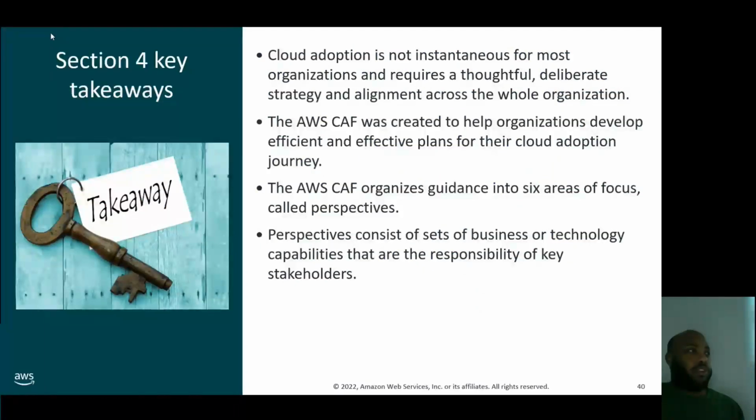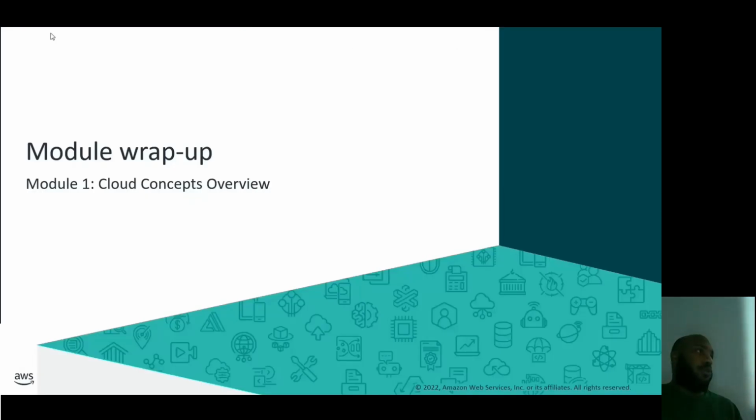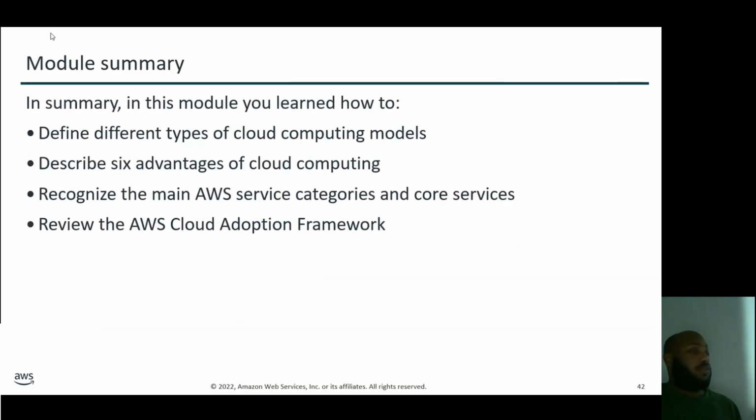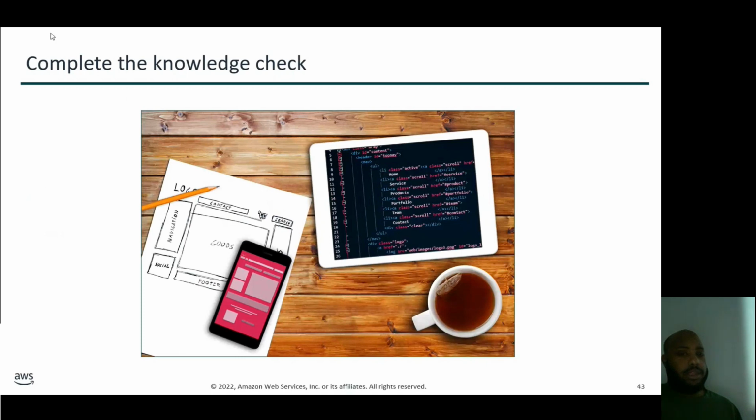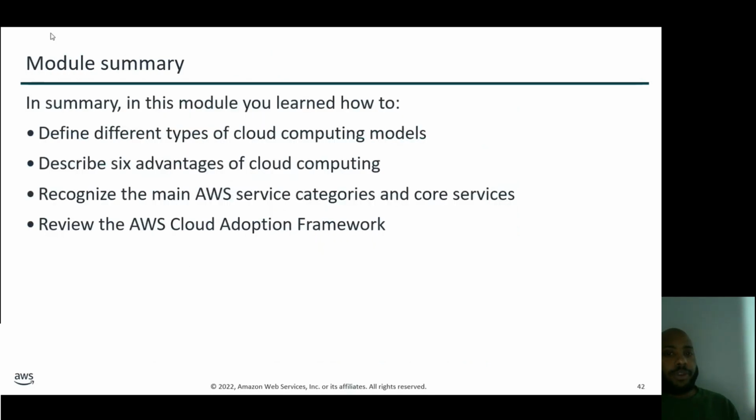That's for section 4. We don't want to spend too much of our time in section 4 because this is just a framework to follow once we want to move forward into the cloud. But now to wrap up this first module, we covered the types of cloud computing, the advantage of cloud computing. We also saw the service categories and core services under a few of those categories, and then the adoption framework.